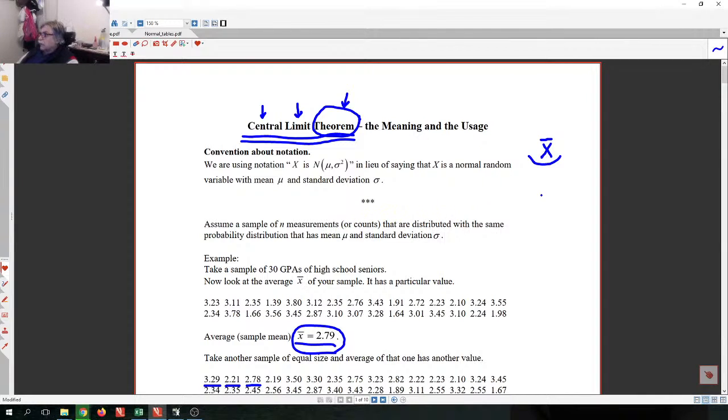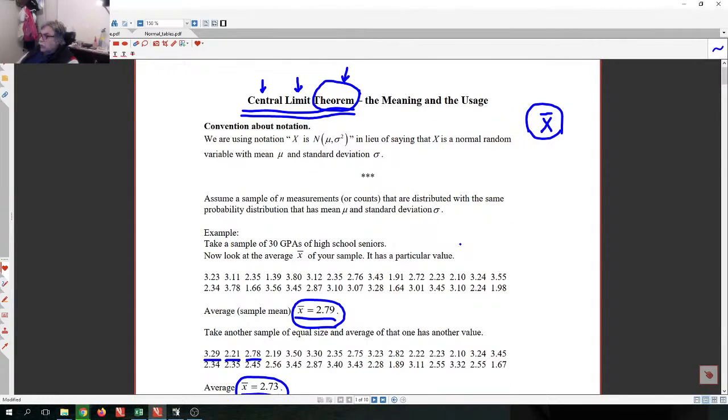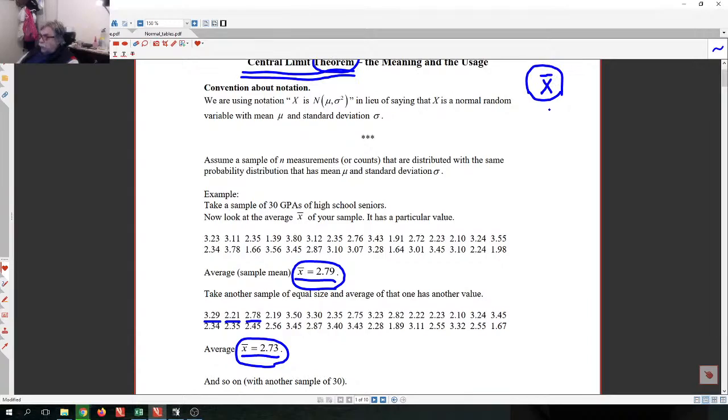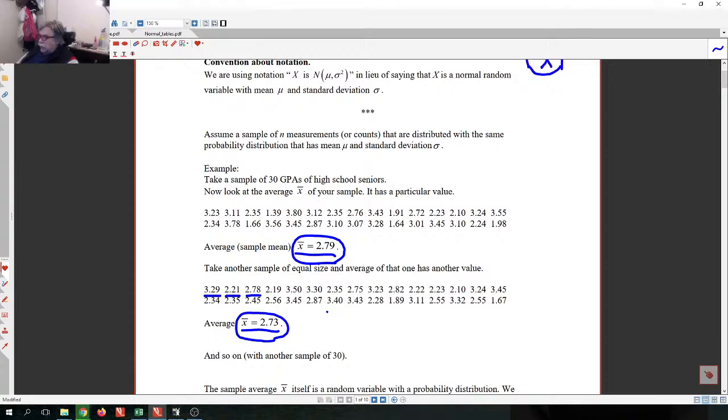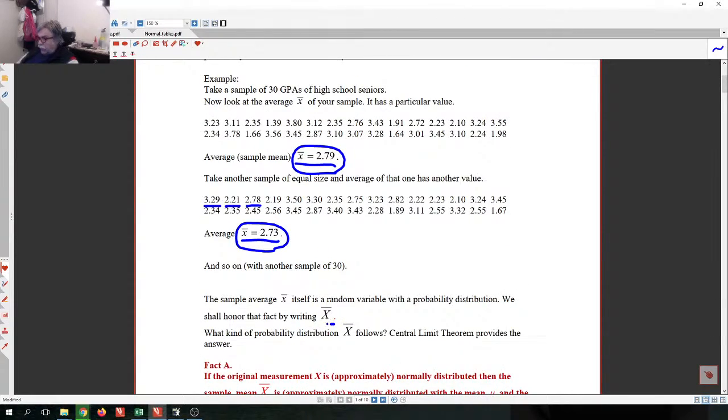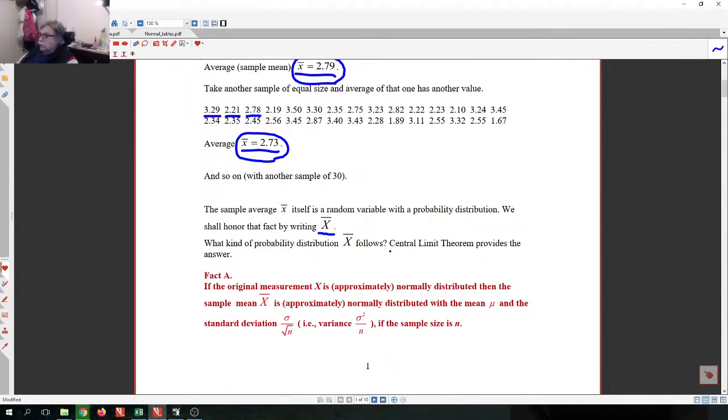So what does it say? It talks about what this guy is. I already know that the sample mean changes from one sample to another, and it's a random variable, and we're going to honor that by writing an uppercase X bar. So now we know it's a random variable. The central limit theorem tells you what kind of random variable this is. That's very important. It's not just anything, it's something very specific.